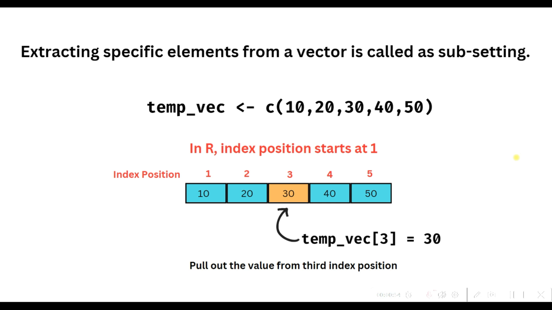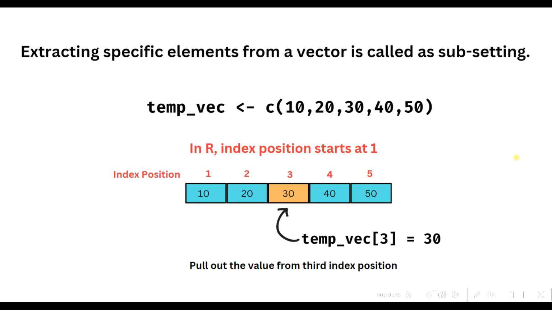Vector subsetting involves extracting specific elements from a vector. If we want to extract any element from a vector, we will have to use the name of the vector followed by the index position of the element which we want to extract. The index position is referred inside a square bracket. Also please note that the index position in R always starts at 1. So here is an example.